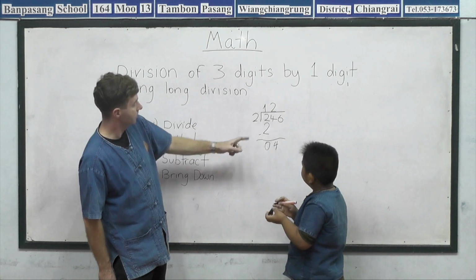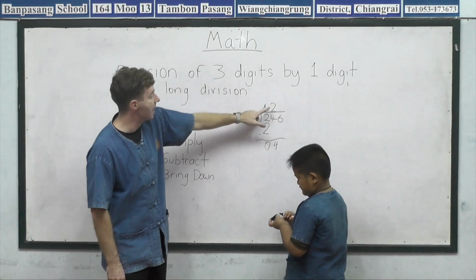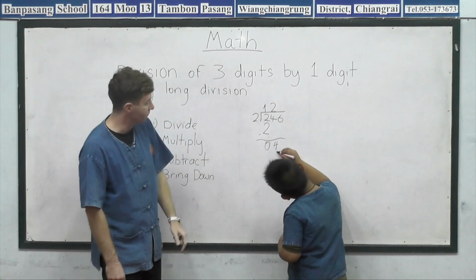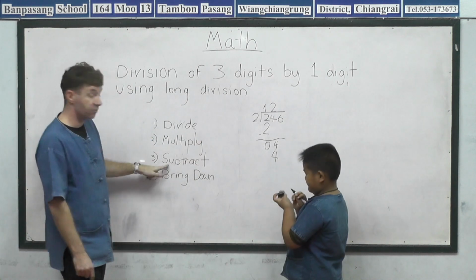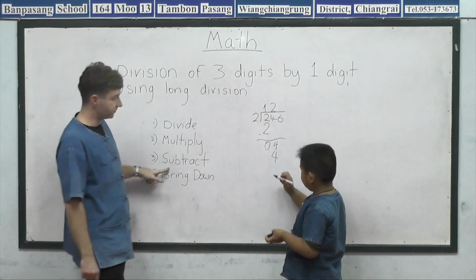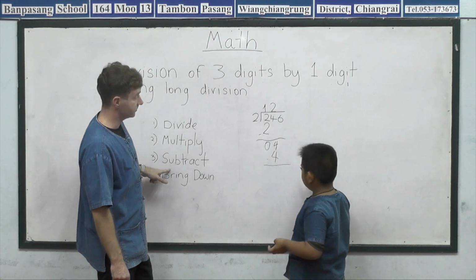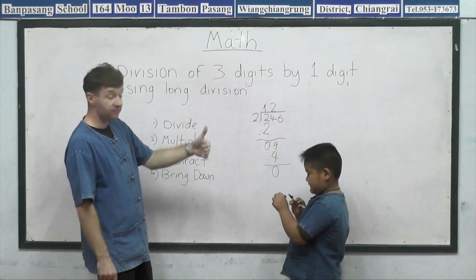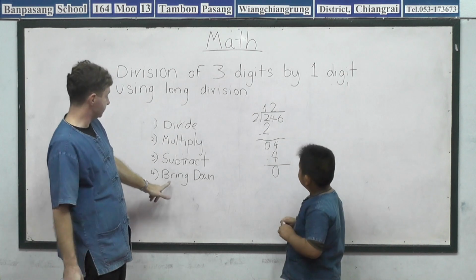Perfect. Step number 2, multiply. 2 times 2 equals 4. So we write 4 here. Perfect. Step number 3, subtract. 4 minus 4 equals 0. Excellent. 4 minus 4 is 0. Perfect. So we know we're at the end of the second column. What's next, Net?